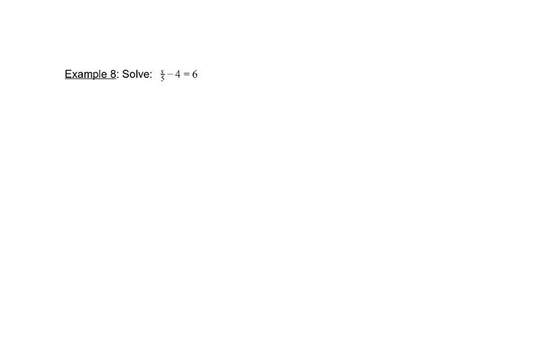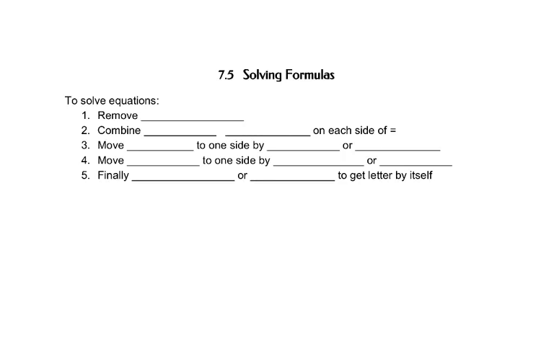We'll skip 7 and 8 and 9. This is what we've already talked about a little bit. The first step is to remove the parentheses. Then we combine like terms. We move the letters to one side by adding or subtracting. We move the numbers to the other side by adding or subtracting. And finally, we multiply or divide to get the letter by itself.